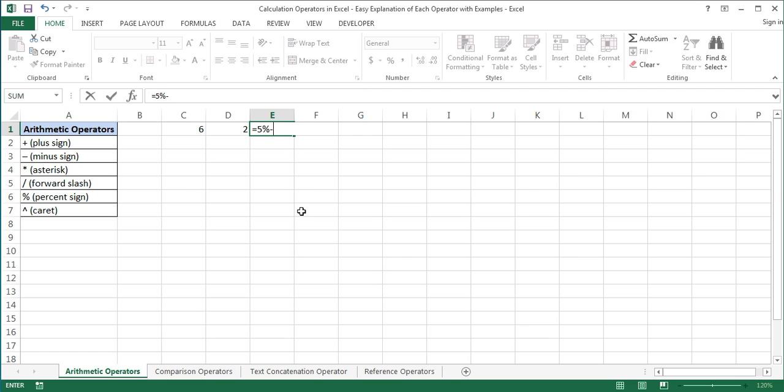Our next formula will be 5% minus C1 minus D1%. I will press enter on the keyboard. And the result is minus 597%. As you see, we can use different arithmetic operators in a single formula. So, this is how arithmetic operators are used in formulas in Excel.